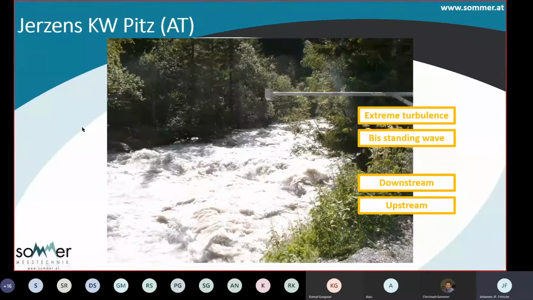Then you have here the opposite. You have a river with extreme turbulence, with standing waves here and here and here, and it's a very difficult site to get accurate flow measurements, but still possible with the RQ30 installed up here. And looking downstream or upstream is not a big issue on this site. It's more the big standing waves and the white water that limits the accuracy of your discharge measurements.